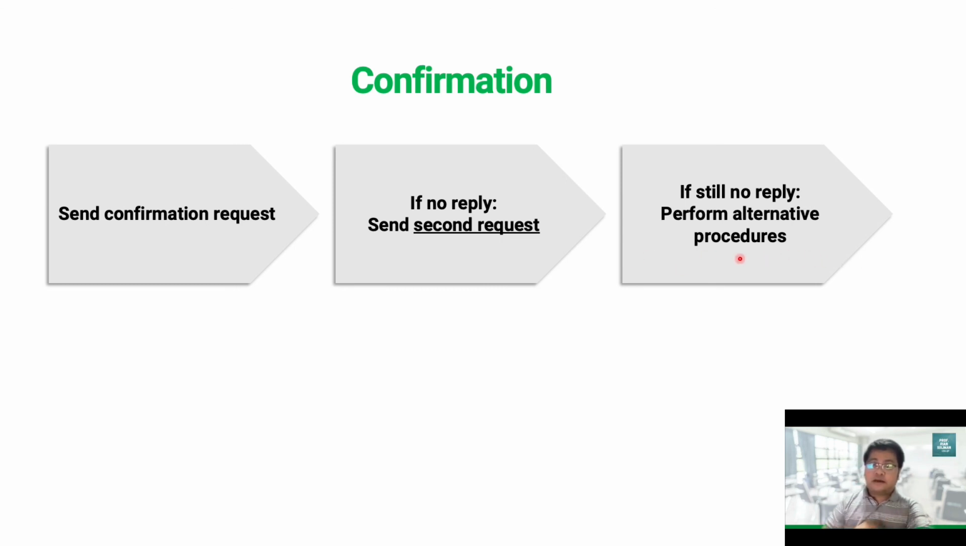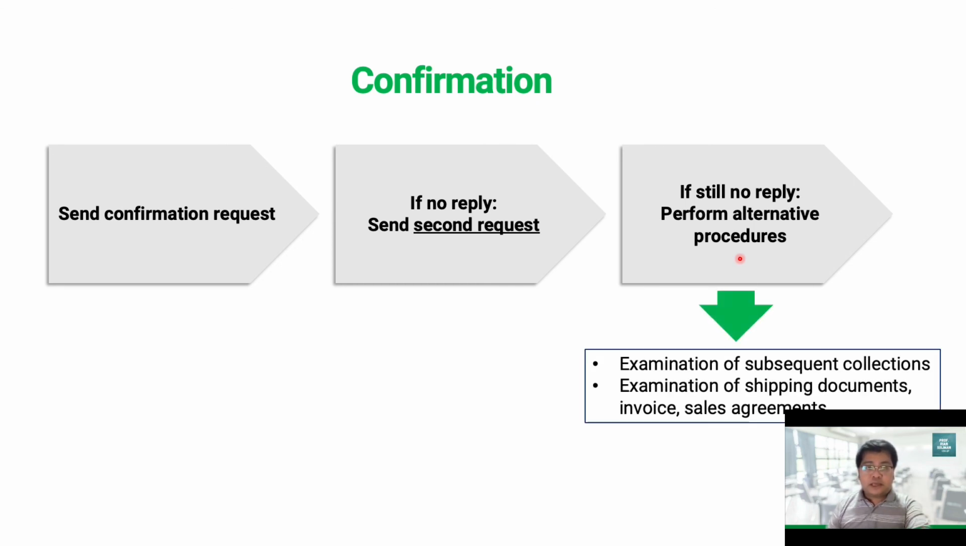Like for example, in the audit of receivables, if the customer did not respond after sending the second request, we can check subsequent collections, because if the customer paid subsequently, that means there is a valid receivable. Okay, but the disadvantage there is that if the payment does not indicate which invoice the customer is paying, it will be difficult to identify if the customer is paying for a receivable existing as of year-end or for a receivable that arose after year-end.